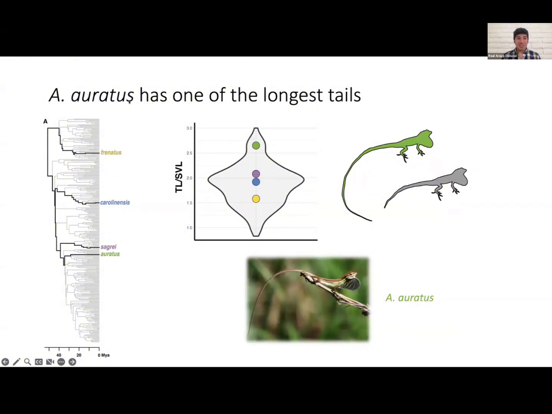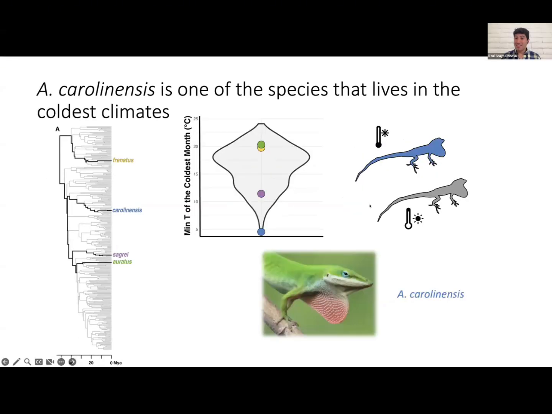We also studied Anolis auratus. This is one of the species that has the longest tail. And you can see in this picture that this tail is disproportionately long. And Anolis carolinensis, the green anole. This is very common in Florida and Georgia and in that side of the country. And this is one of the species of anoles that lives in the coldest climates. So this is showing the minimum temperature of the coldest month, and you can see that carolinensis is the species that lives in the coldest climates here.